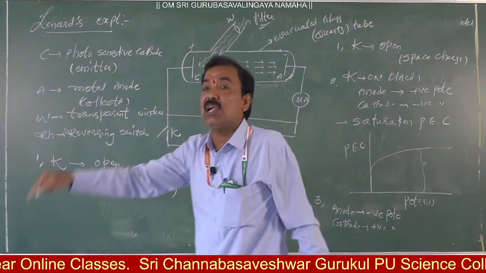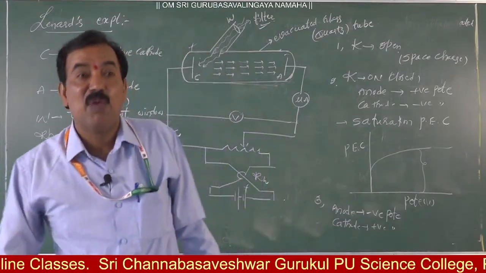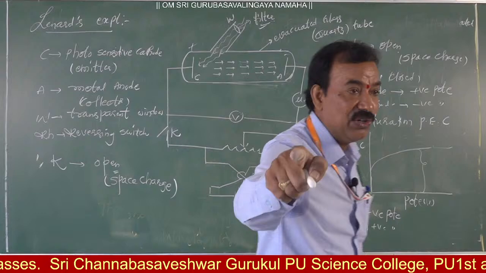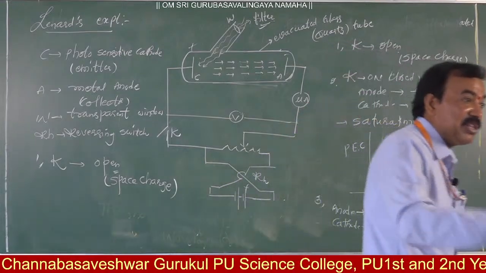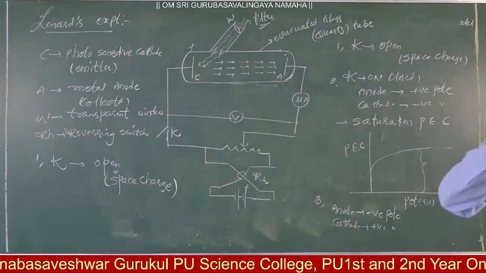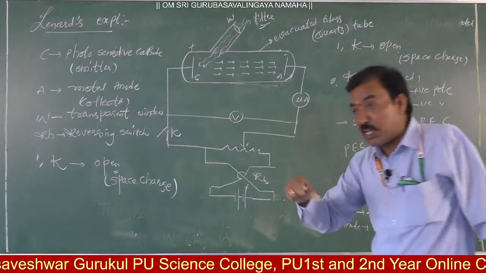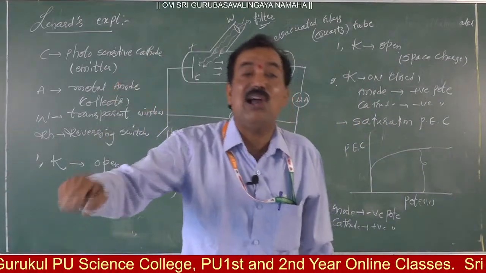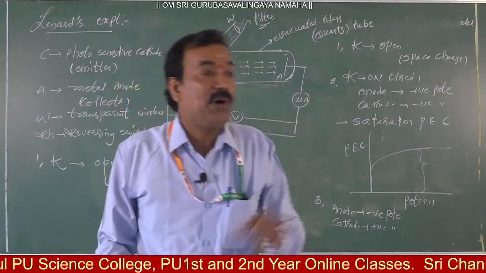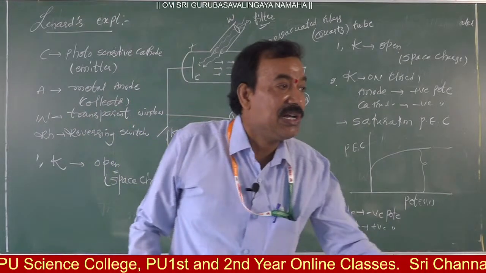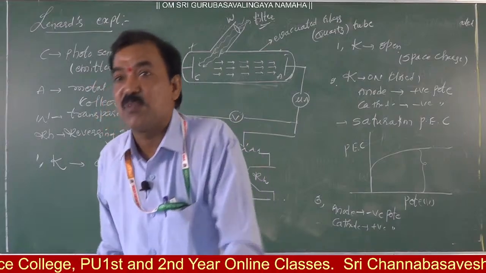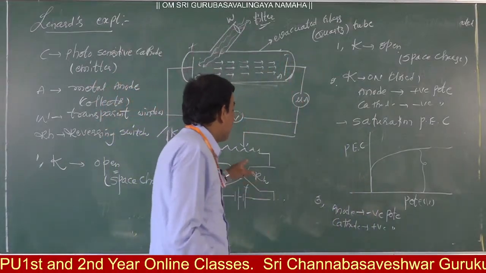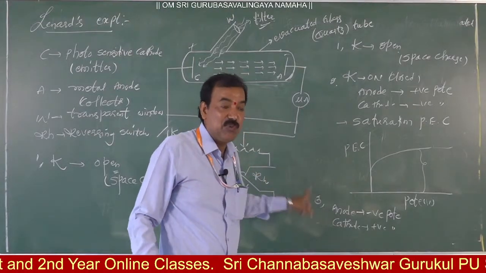At a particular potential, the photoelectric current becomes zero. So what happens here? As the negative potential is increased to -5, -6, -7, the photoelectric current also decreases. At a particular negative potential of the collector, the photoelectric current becomes zero. So that is known as the negative potential.